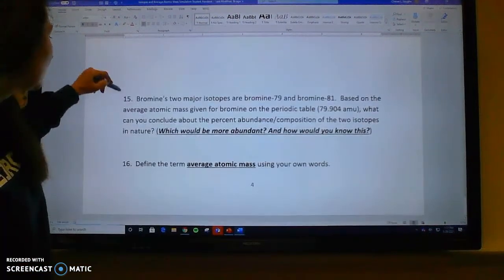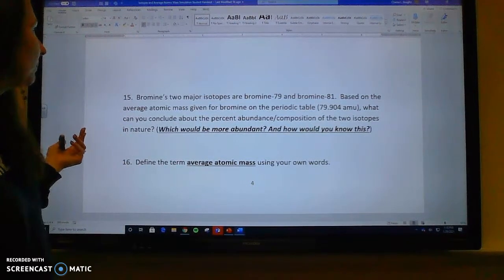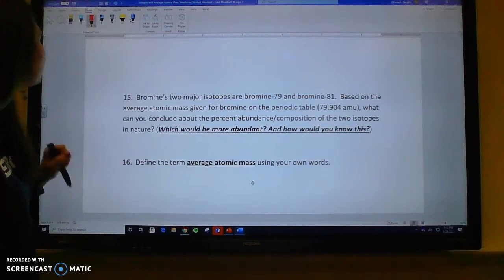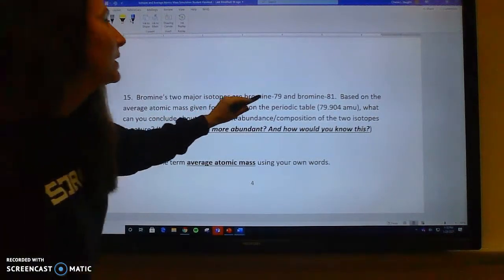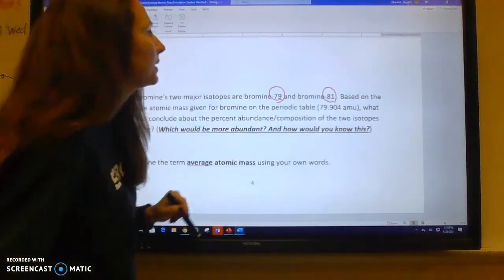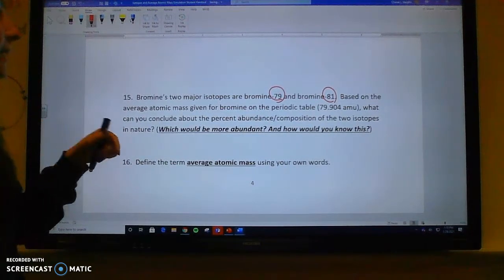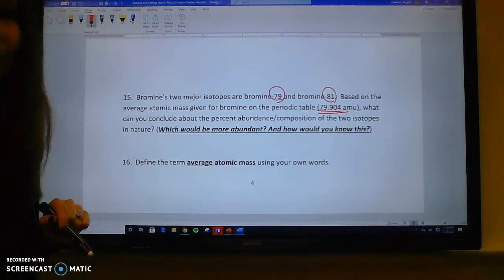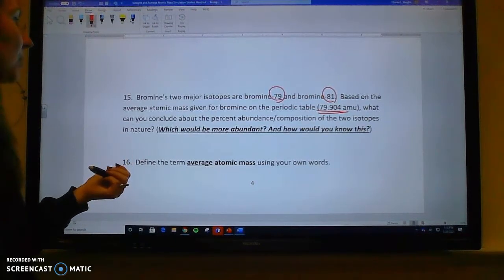Actually, number 13, 14, and 15 are all going to pretty much be the same question. So I'm going to jump down to number 15, okay, and I am going to write on this. So I'm going to read this out loud. It says bromine's two major isotopes are bromine 79. This is the mass, by the way, of one particular isotope, and bromine 81. That's another mass of a different bromine isotope. Based on the average atomic mass given for bromine on the periodic table, which is 79.904 AMU, AMU is atomic mass unit, then what can you conclude about the percent abundance or composition of the two isotopes in nature?